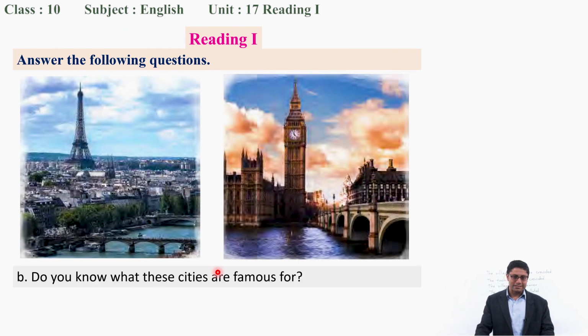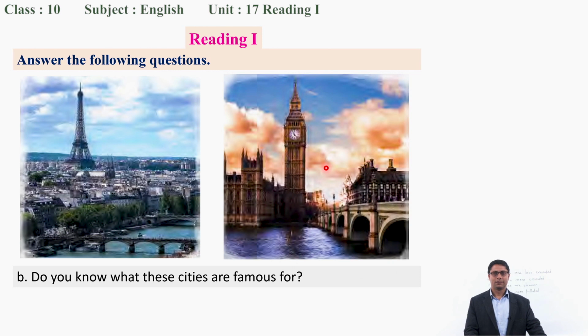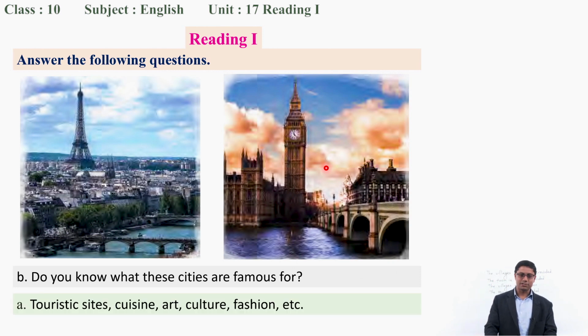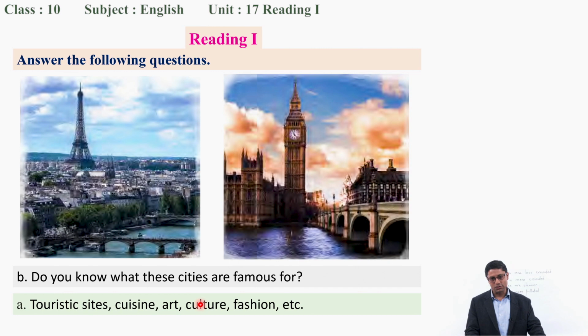Now the next question for you. Do you know what these cities are famous for? So for example, this one Paris, this one London, what are they famous for? Can you say? Okay, very good, dear students. You said they are popular touristic sites, they are famous for cuisine, art, culture, fashion. That's good. Okay, that's wonderful, dear students.